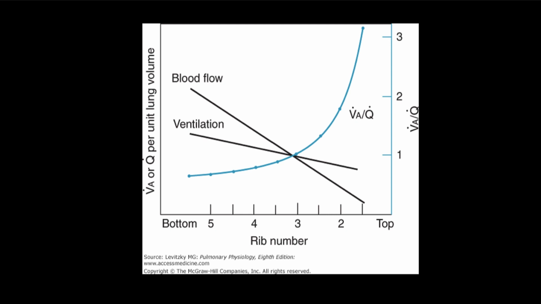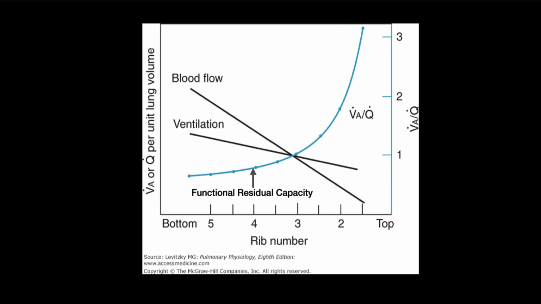And where we all have our best ventilation perfusion ratio is right here when we live at our optimal functional residual capacity. Our body naturally keeps our lungs aligned in a space that allows for optimal ventilation perfusion matching, which allows for optimal oxygenation and optimal ventilation. So what happens when you're sick?